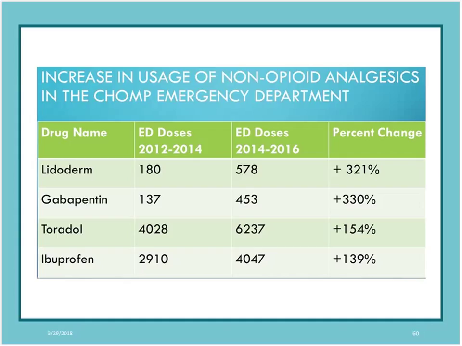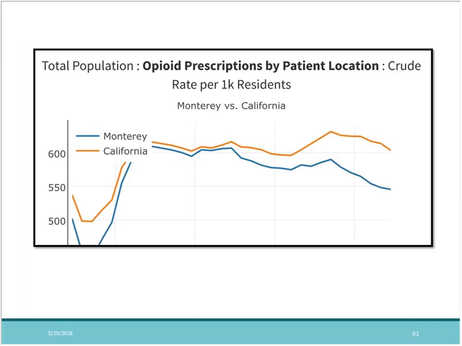They've been great. And lastly, this is from the California Opioid Dashboard. This is the number of opioid prescriptions by patient location, and you can see Monterey County in blue, and we're seeing basically a slow downward trend as compared to the state average, which is relatively constant.